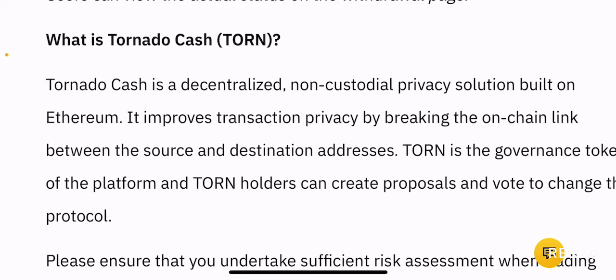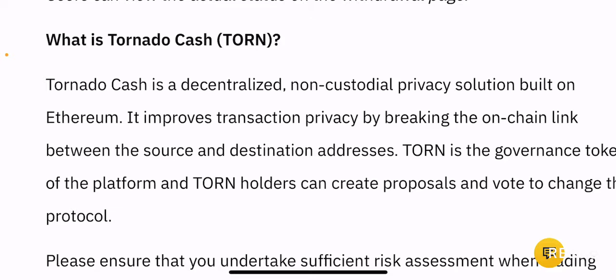So again, what Tornado Cash aims to do is it's a non-custodial privacy-based solution that was built on Ethereum, right? So what it basically does is it improves transaction privacy by breaking the on-chain link between the source and the destination address. So if you're sending Tornado Cash to someone, it will break the on-chain link between you and the destination address, which will basically make it a very anonymous transaction.